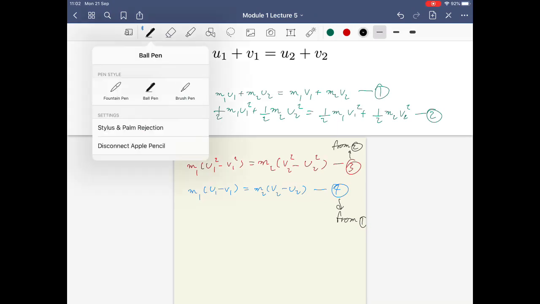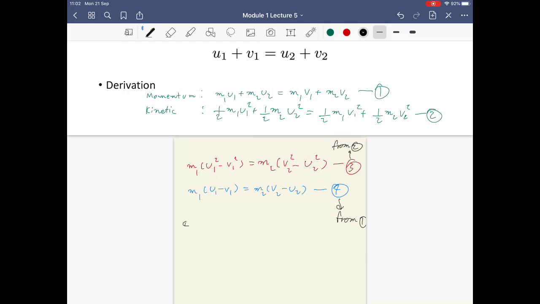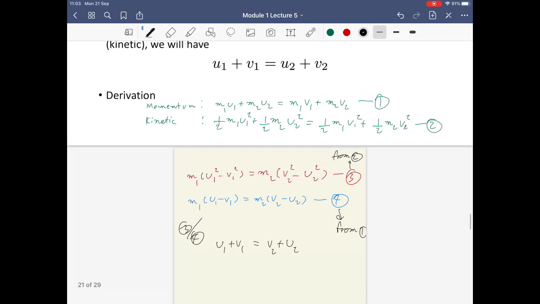Okay, now if you do 4 divided by 3, actually 3 divided by 4, what you have is u1 plus v1 equals to v2 plus u2, which is exactly this relationship for elastic collision that we would like to prove. Okay, so the details of how to do all of this, please try to figure it out by yourself, but it is quite straightforward.